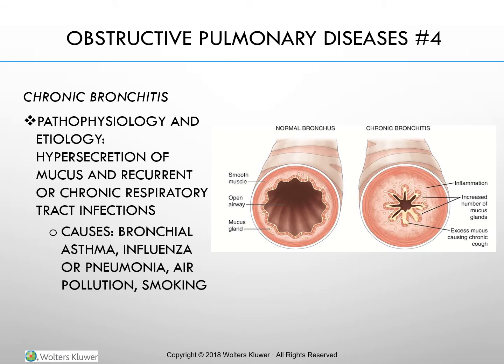Chronic bronchitis is a prolonged or extended inflammation of the bronchi, accompanied by a chronic cough and excessive production of mucus for at least 3 months each year for 2 consecutive years. This serious health problem develops gradually and may go untreated for many years until the disease is well established. Chronic bronchitis is characterized by hypersecretion of mucus and recurrent or chronic respiratory tract infections.